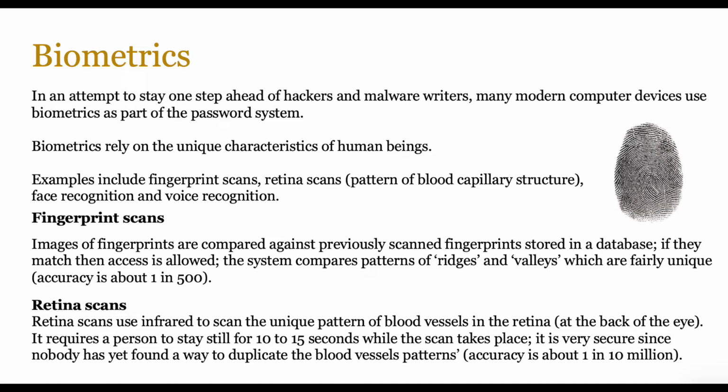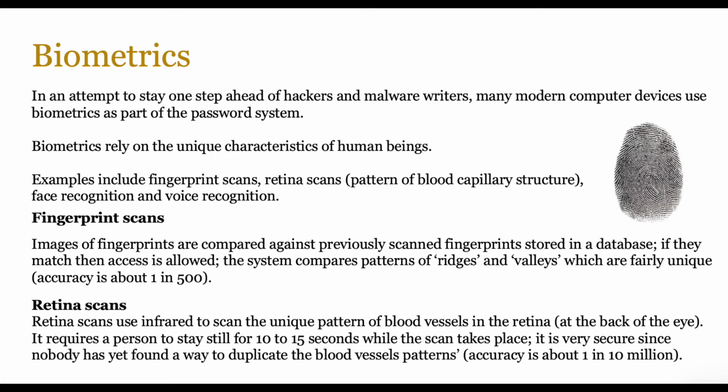Fingerprint scans. Images of fingerprints are compared against previously scanned fingerprints, which are often stored in a database. If they match, then access is allowed, and the system compares patterns of ridges and valleys, which are fairly unique, and accuracy is about 1 in 500. So your thumbprint or your fingerprint might have ridges and valleys, which you can quite clearly see in the image, and these are compared, and if they match, access is granted.